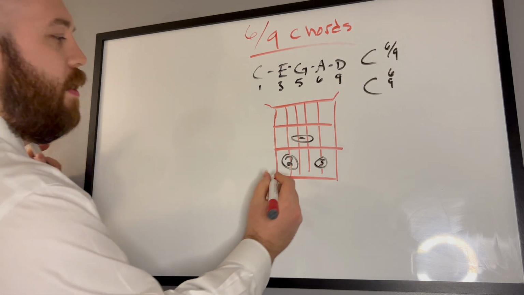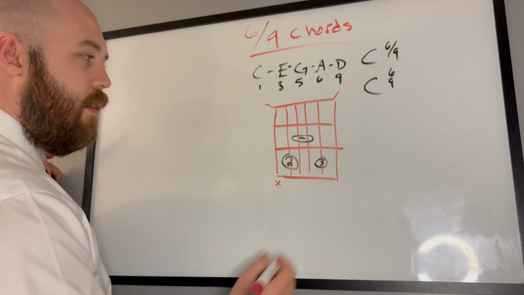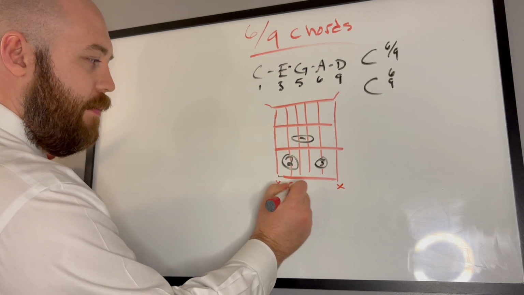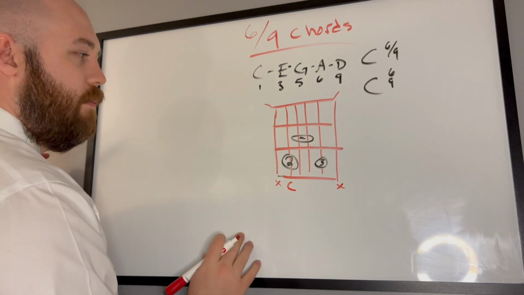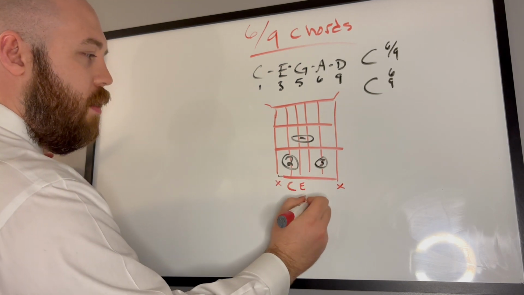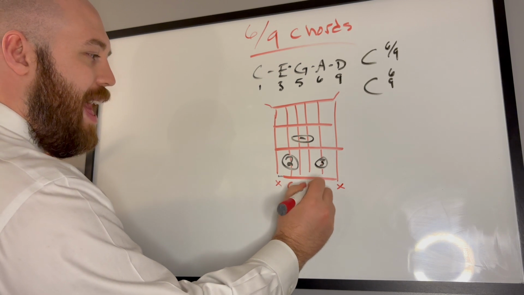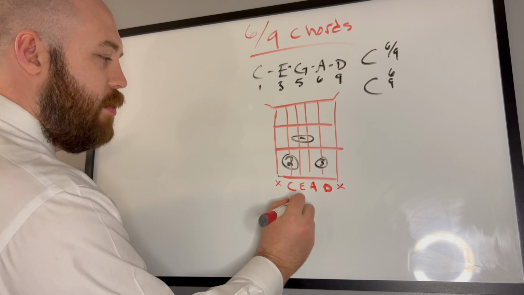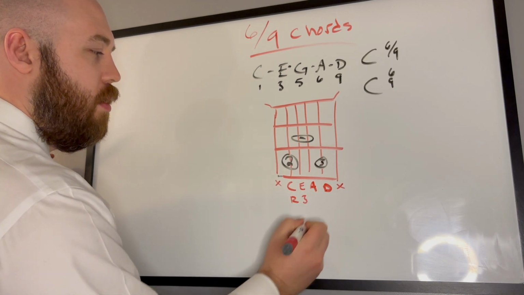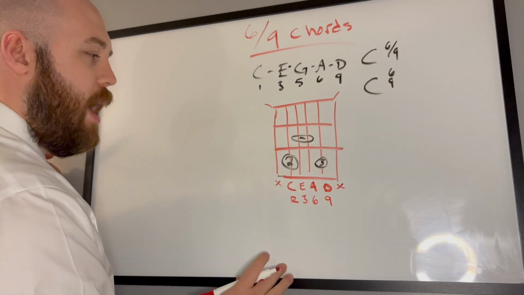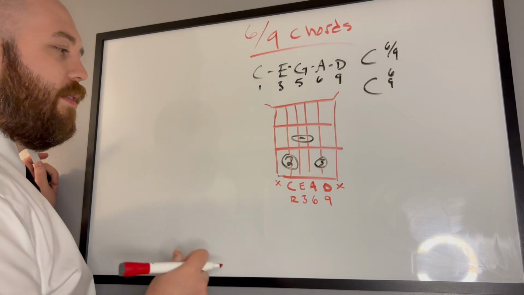So what do we have here? We're not going to play the outside E strings. We have a C. This is the 3rd fret, A string. We have an E. We have an A. We have a D. So what does that come out to? Root, 3rd, 6, 9. We took out the 5th.